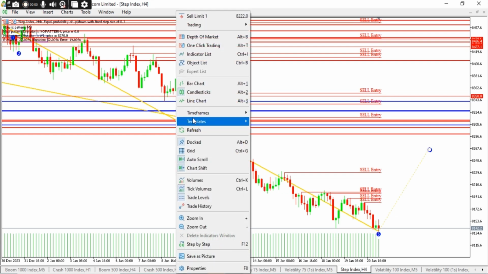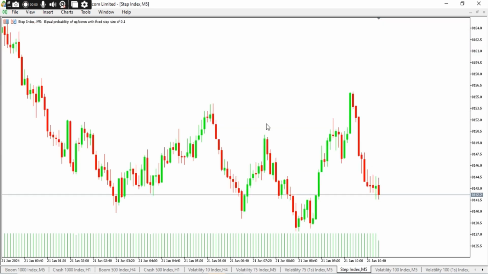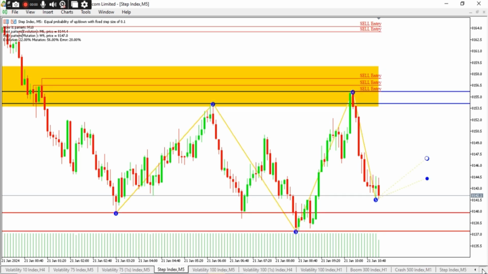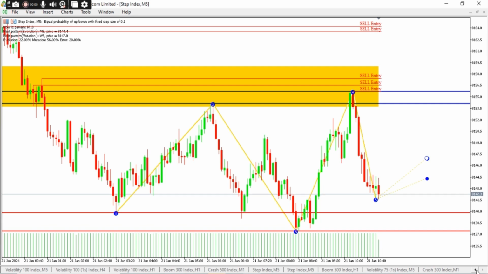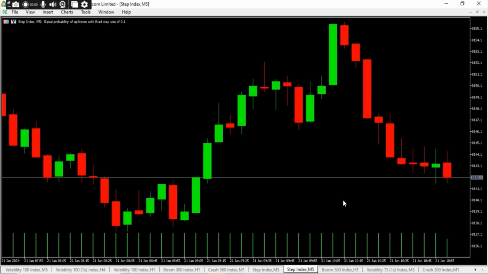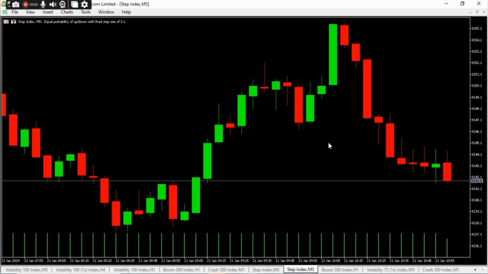So here I'm going to open M5. I'm going to analyze this without this strategy so that you see how the entries are generated. So let me open another clear chart. Alright, this is a clear chart. As you can see, there is nothing on it.